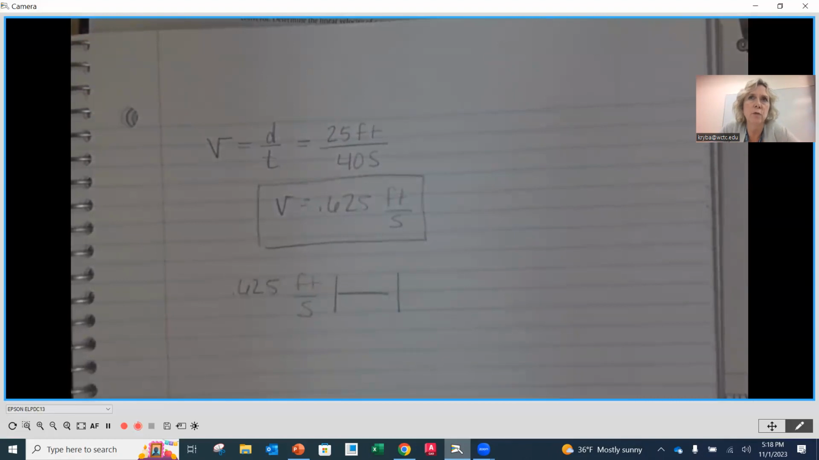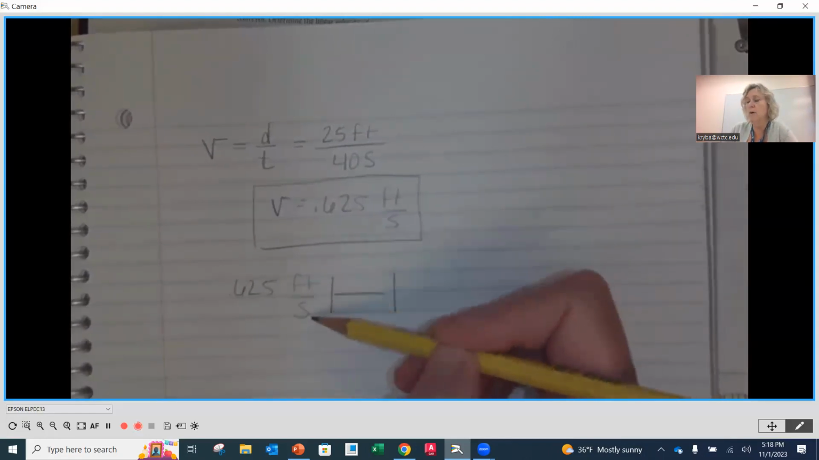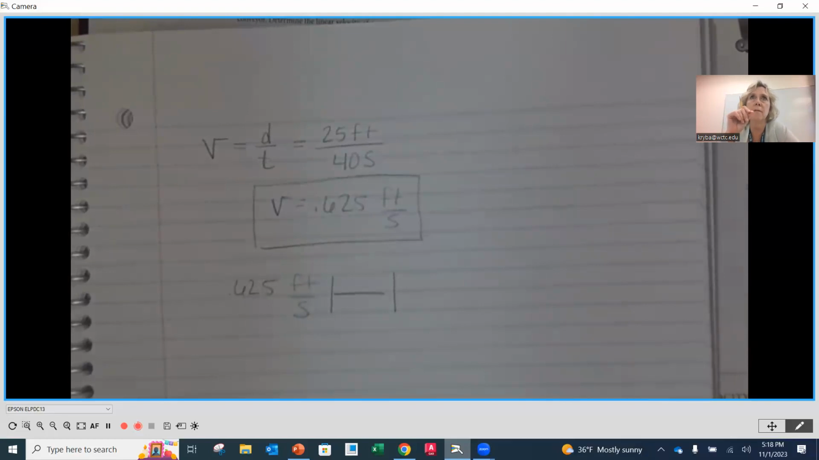So if I want to change feet to inches, how this is set up is everything is on top. I'm going to multiply across the top, divide by the bottom. That requires me to put my units in what I call up-down fractional mode. So you can't put feet and then a slash per second. You have to go feet on top in the numerator and seconds on the bottom in the denominator. And then the 0.625 is over 1, as we learned in algebra.